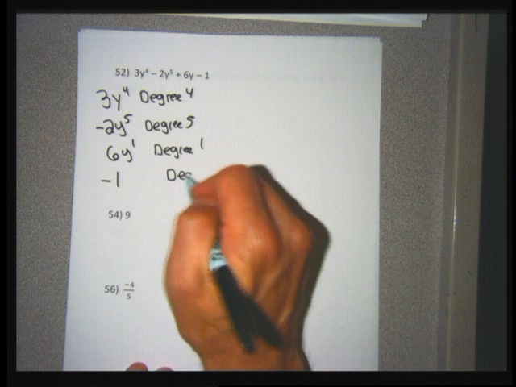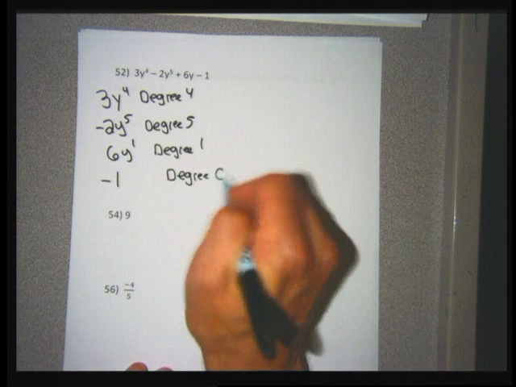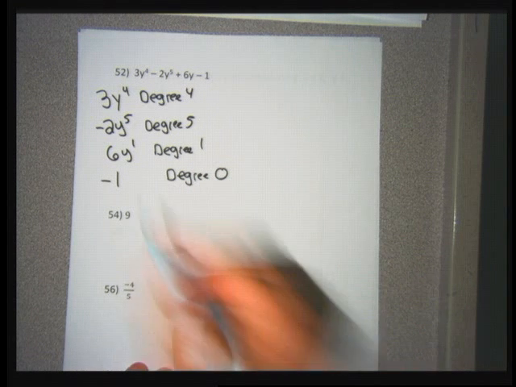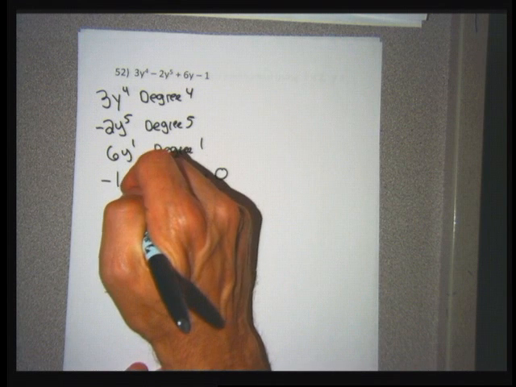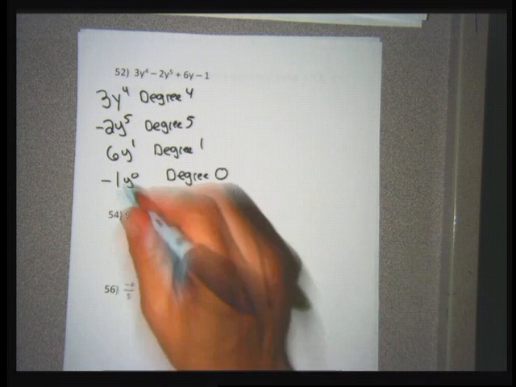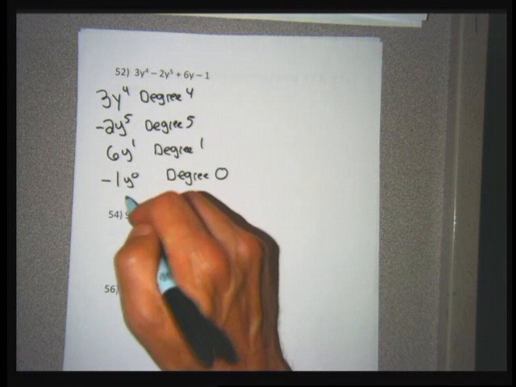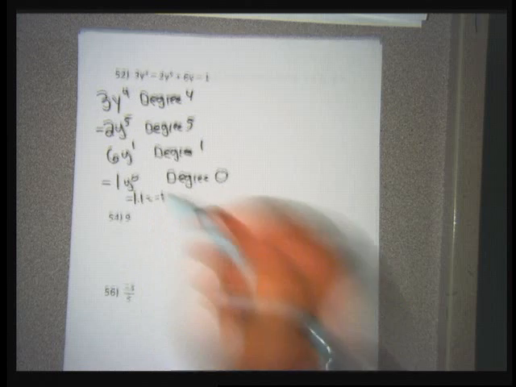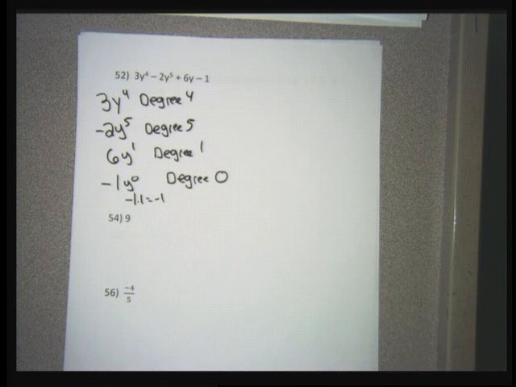And a constant, a number without a letter, we consider has degree 0, because I can think of this as negative 1 x to the 0 or negative 1 y to the 0. It wouldn't matter which letter I tacked next to the number, but if I put a 0 exponent, then negative 1 y to the 0 is the same as negative 1 times 1, which is negative 1. So a constant, a number without a letter, is considered a 0 degree term.